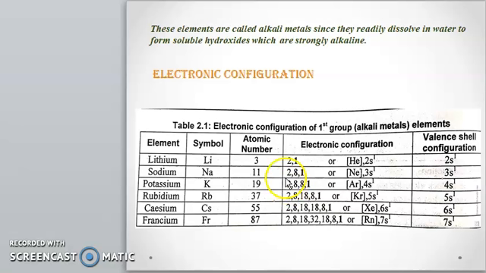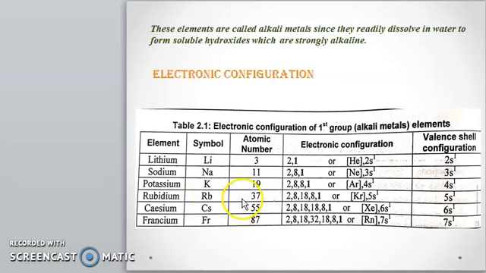Here first, then second and third, and the last one. These octets are complete, and one paired electron in the s orbital, that is Ar. These are the noble gases, meaning these have a complete electron-filled shell, that's why they are the noble gases, and the valence shell configuration is 4s1.